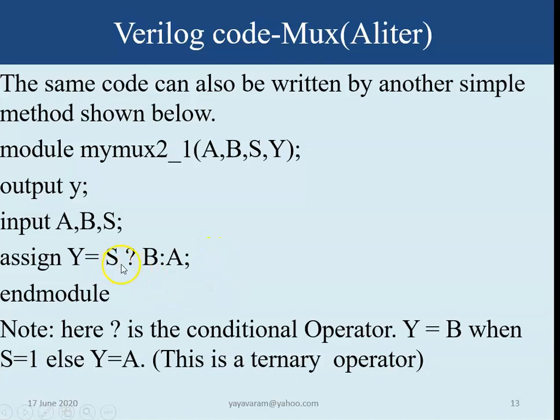So what is this conditional operator, the question mark? This has 3 parts: if the condition is true, B will be evaluated, and if it fails, then the next one will be taken. That means Y will become B if S is 1, Y will become A if S is 0. Y is assigned this value. I will try to explain this further in the next slide.